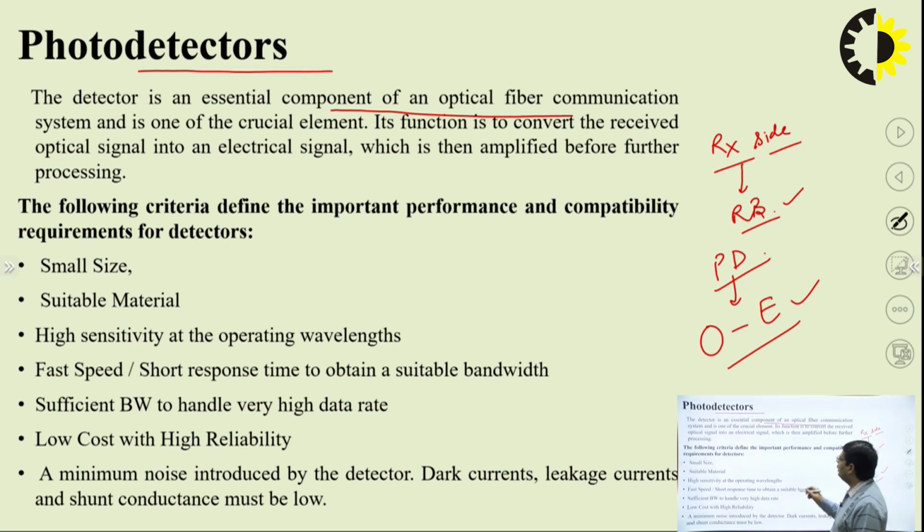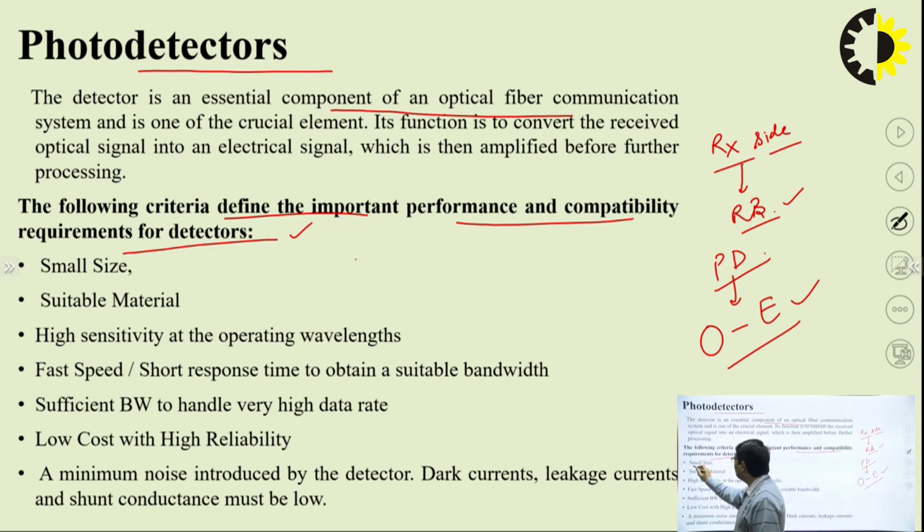Now, what are the most important criteria for performance and compatibility requirements for the detectors? That is, what are the suitable characteristics which must be present in an ideal or good photodetector? These characteristics or requirements have been listed here. The critical requirements for the photodetector are, first, the photodetector should be of small size, as small as possible. Then, a suitable material.